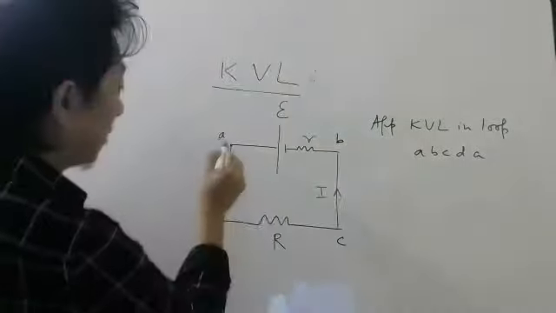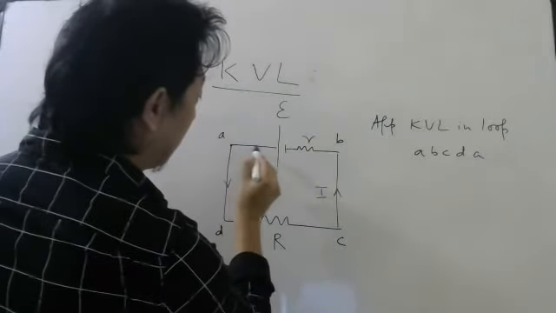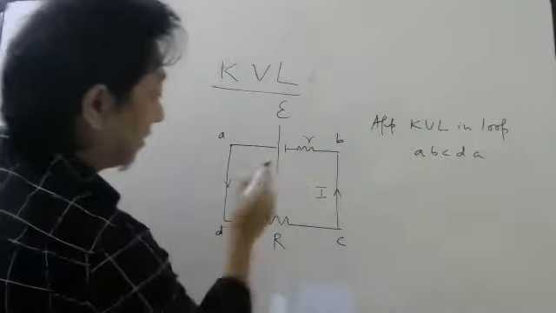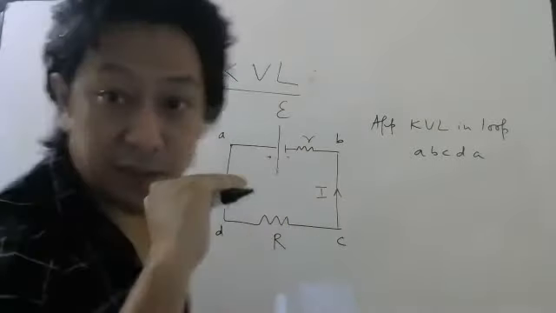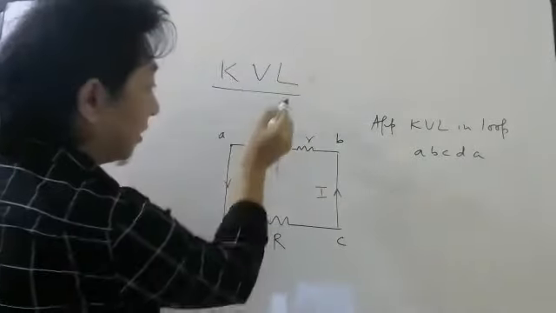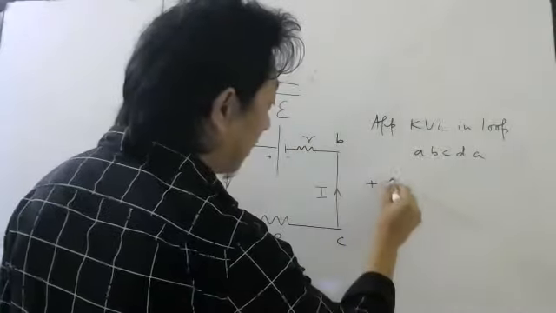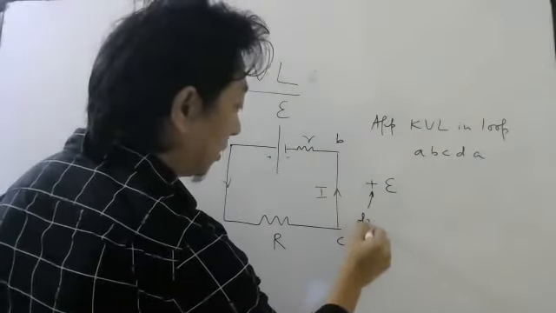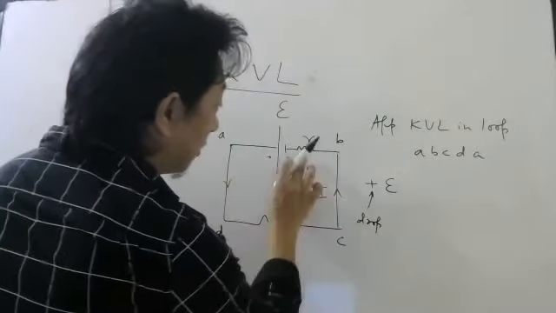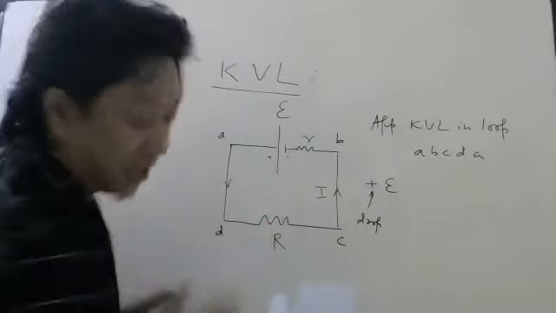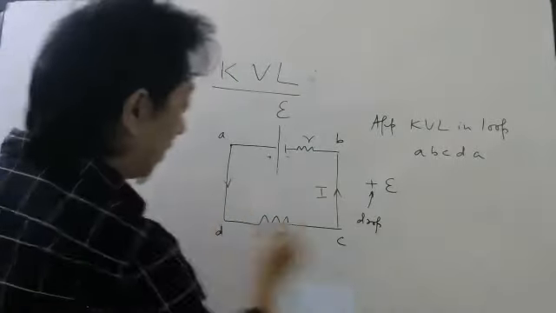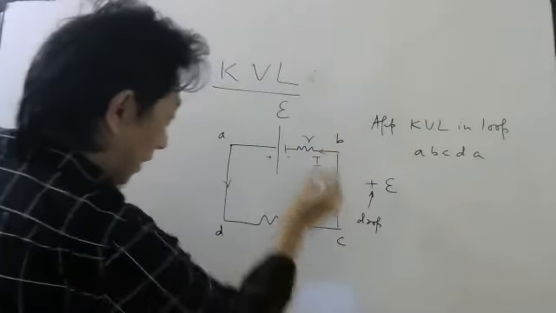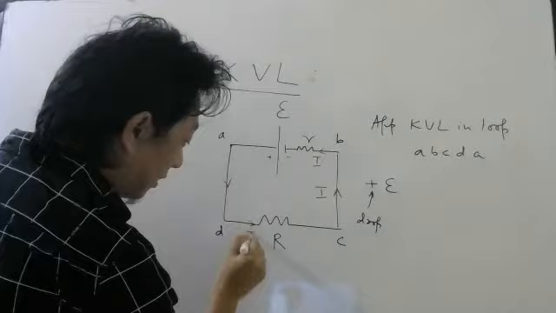So I start from this terminal and go like this. First I see this battery. When I go from plus to minus, there is a potential drop. How much? EMF. So it will be plus E, because it is a potential drop. Then for this resistor, you have to check the current direction. I have shown the current this way in this resistor, and this way in this resistor.